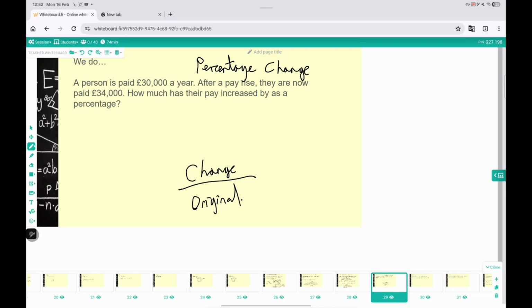Okay. So you're looking for what was the original amount. Well, they were paid 30, they're now paid 34,000, so the thing that came first in time is 30, so they originally were on 30,000 a year. How much has it changed by? We could just look at that, can't we? The difference between 30,000 and 34,000 is clearly 4,000. Be careful not to lose a zero anywhere on that.